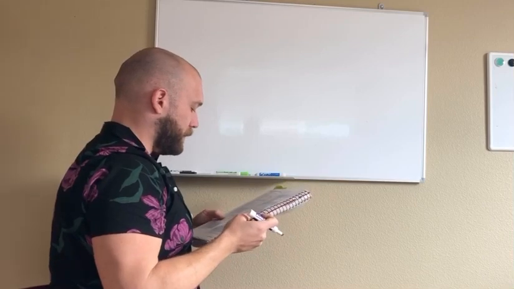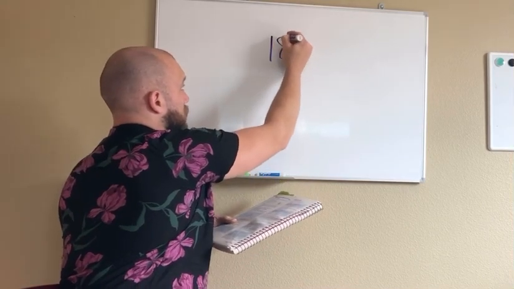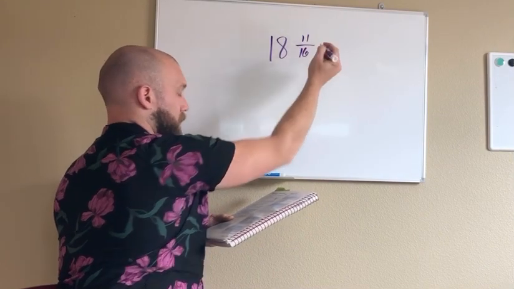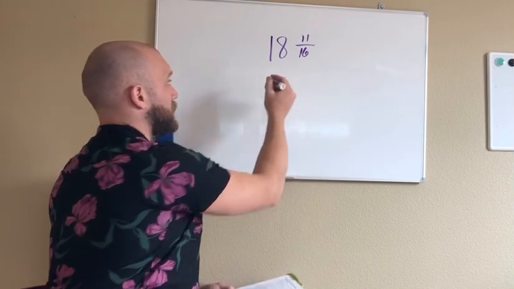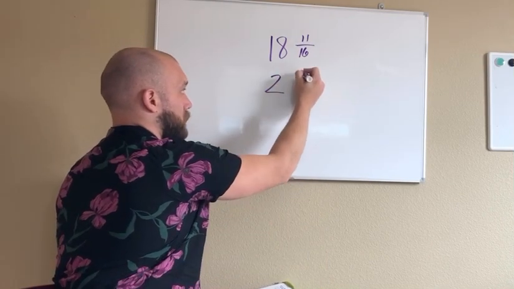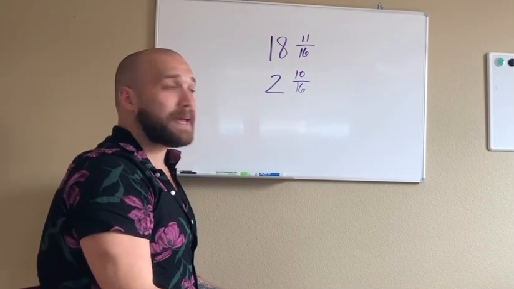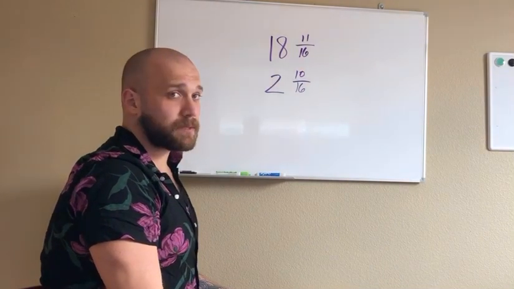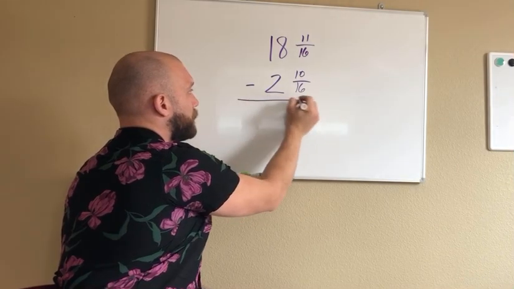So again, the dog weighed 18 11/16 pounds. The dog lost 2 10/16 pounds. Keyword in there, lost. We're taking away 2 10/16 pounds from 18 11/16 pounds. So this is going to be a subtraction equation.